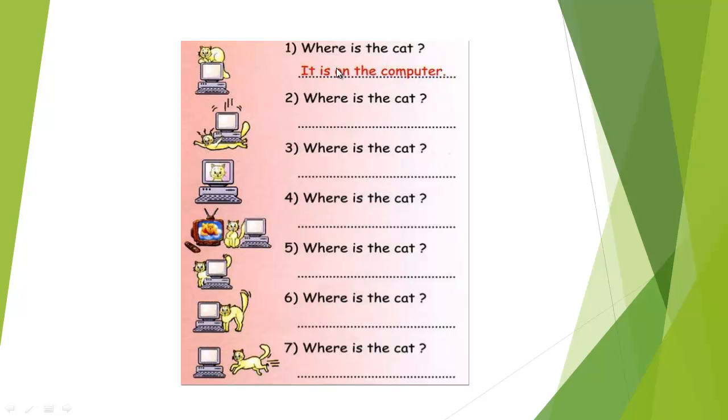On is the preposition. Here, the cat is under the computer. Here, the cat is in the computer. Here, the cat is between the TV and the computer. Here, the cat is behind, and here it is next to. In the next video, we're going to continue working with prepositions.